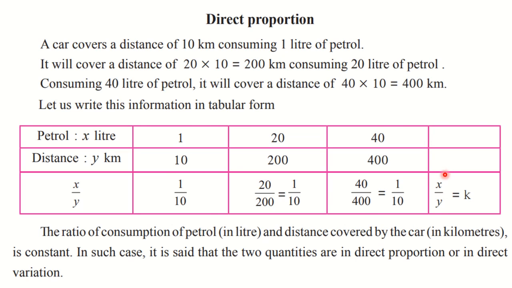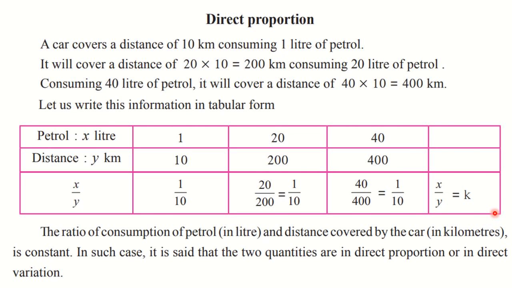So see, here also 1 upon 10, here also 1 upon 10, here also 1 upon 10. That means this ratio X upon Y or the division remains constant here. Okay, so in case of direct variation, division remains constant. You have to keep this in mind. So here the ratio of the consumption of petrol and the distance covered is constant. This type of variation or this type of proportion is called as direct proportion. Okay, so the two quantities are in direct proportion or they are in direct variation. In that case their ratio remains the same, or you can say the division remains the same.